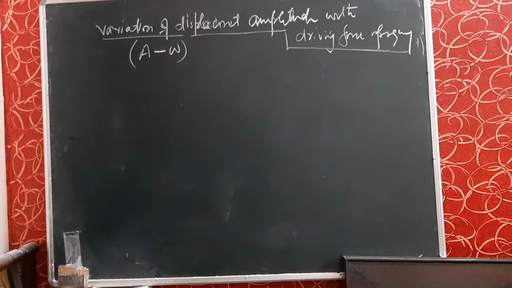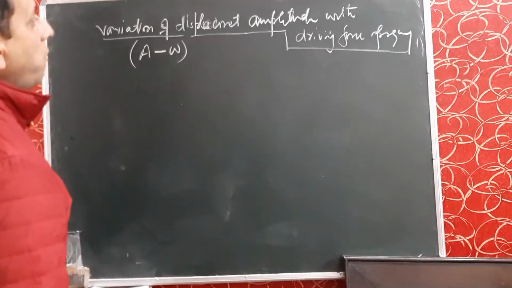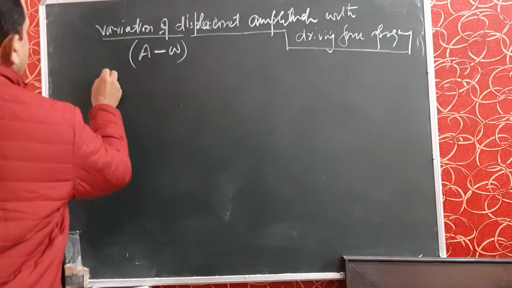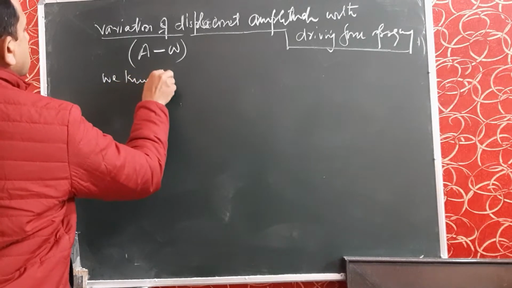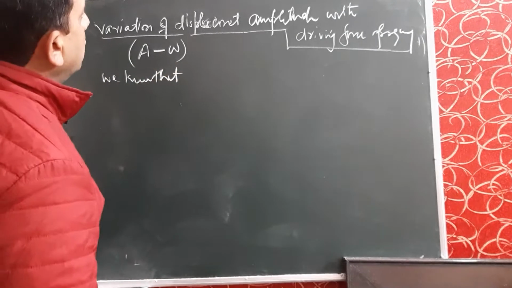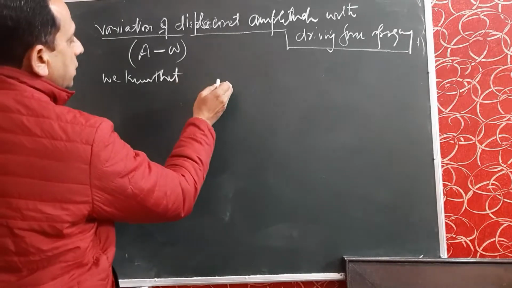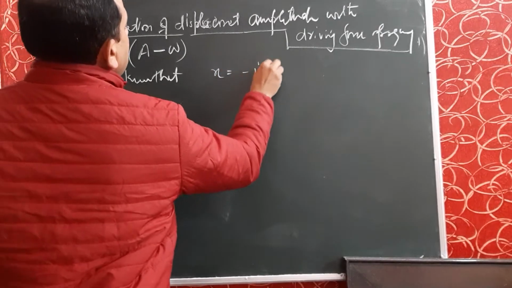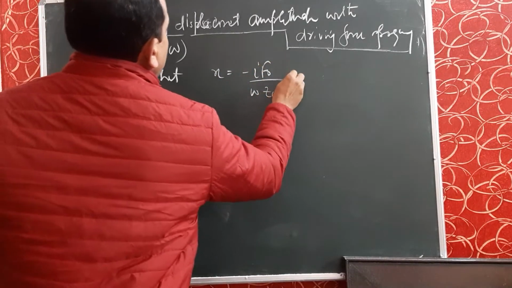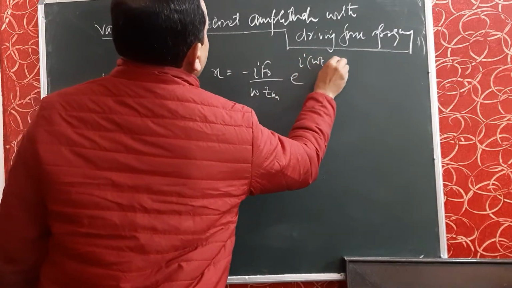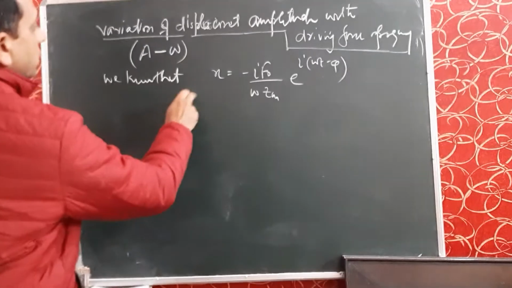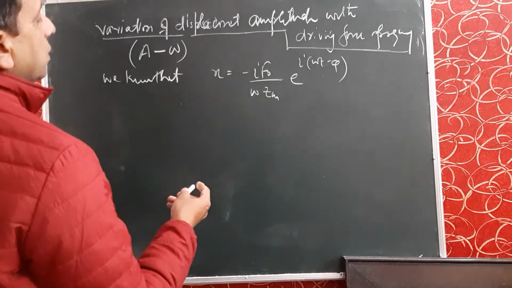Now, what is A? A is the amplitude of displacement. We know that we have an equation for displacement, that is x is equal to minus iota F naught upon omega Zm e raised to power iota (omega t minus phi). This equation is complex in nature, but we have already compared its real part, so we will consider only its real part.